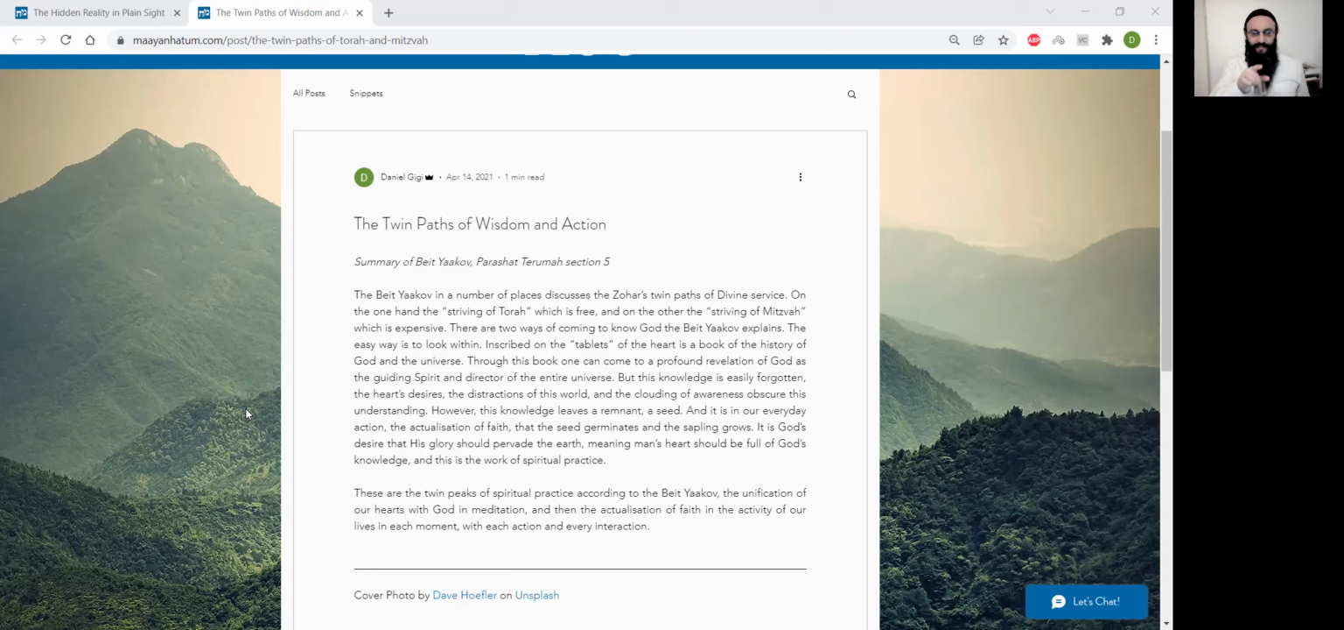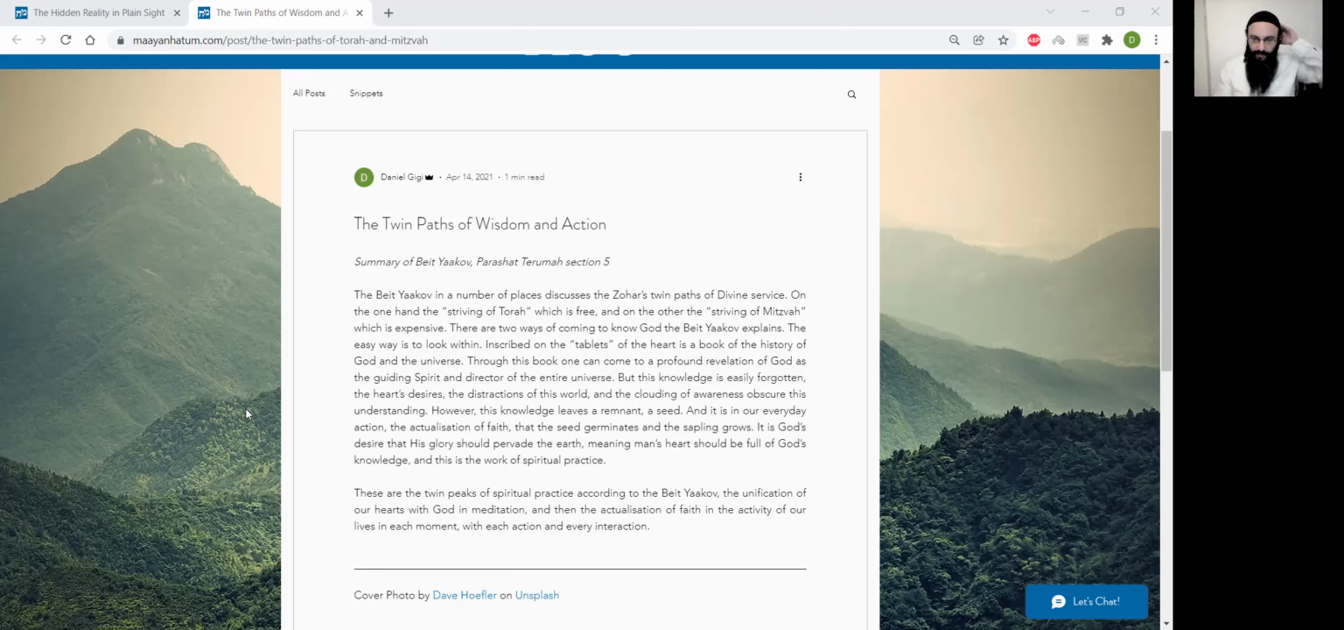I read this ages ago, so I think the actualization of faith is how I've interpreted what he writes there. I think it's the same. Actually, I think he does talk about it, maybe as the actualization of faith. So the actualization of faith, which means when we live our lives and carry out our daily activities through faith and through a knowledge that God is here, then that seed germinates and the sapling grows, meaning that we can come to see God more deeply.